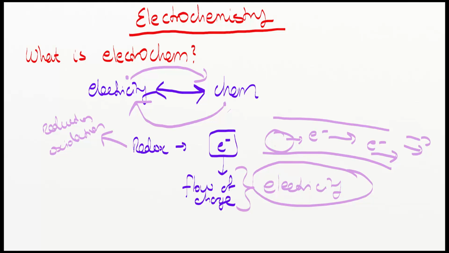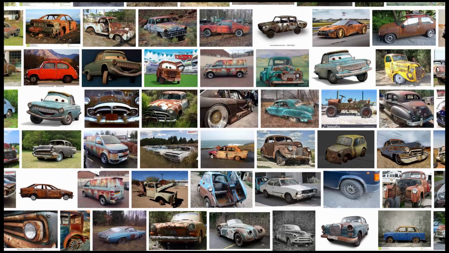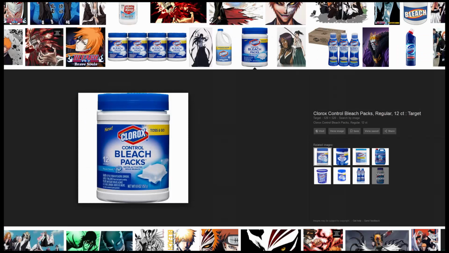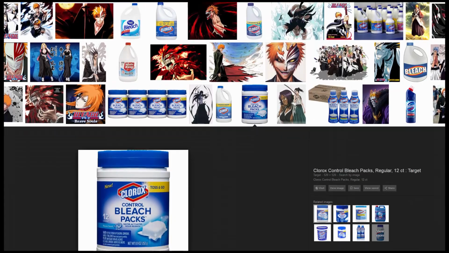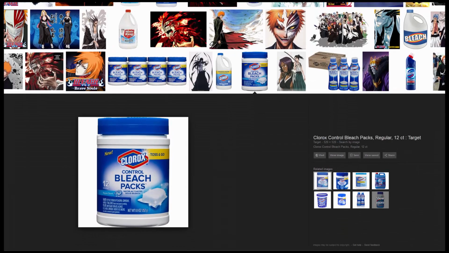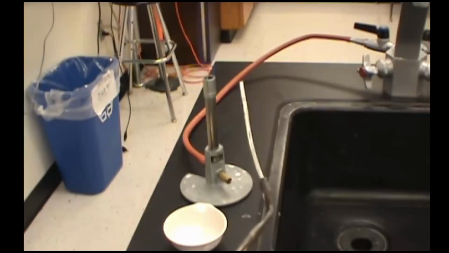So let's get an example in our head of what redox reactions actually are. Redox reactions are going to be things like the rusting of a car, or when we use bleach. Another example of redox reactions is something we'll have a look at here.